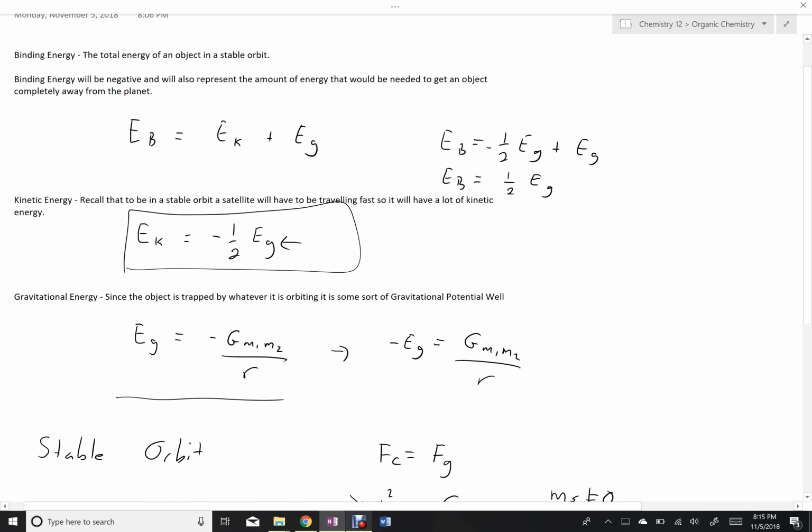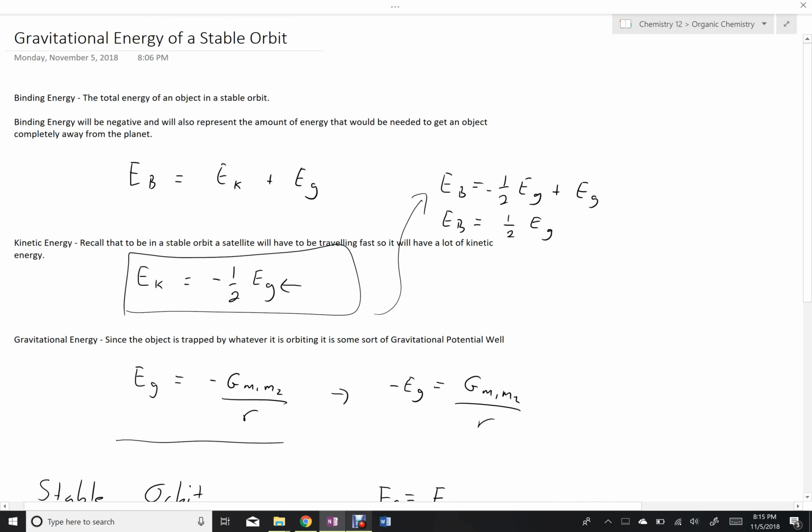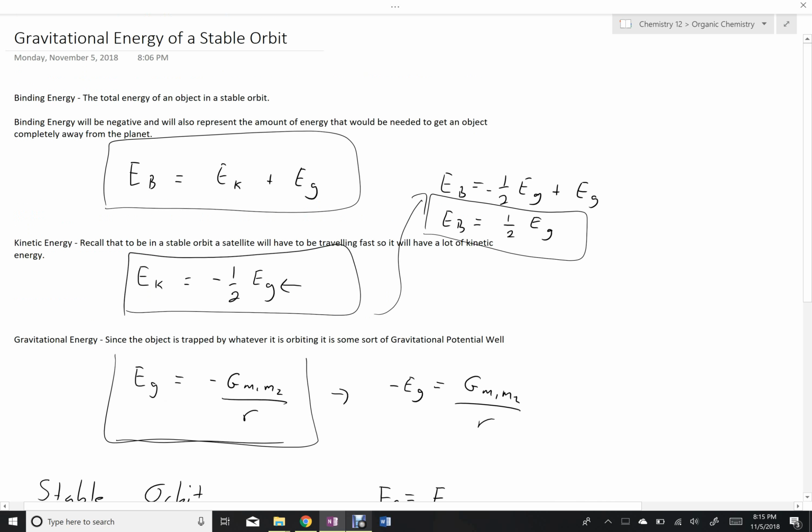So if I have that, then I can go ahead and do this, and I get three nice expressions associated with all of the energies of an object in stable orbit. I have the binding energy, which is the total energy, which works out to be just half of the gravitational potential energy. I have the gravitational potential energy. And then I have my relationship. If I'd like to know what my kinetic energy is, it's going to be -1/2 my gravitational potential energy. So those are just some general expressions of energy of stable orbits.